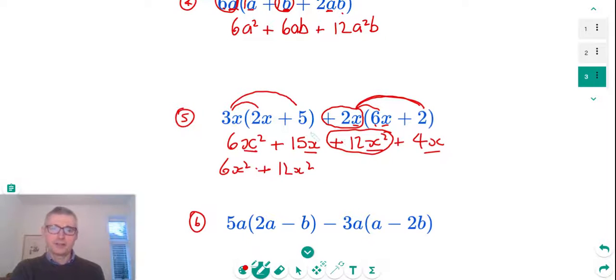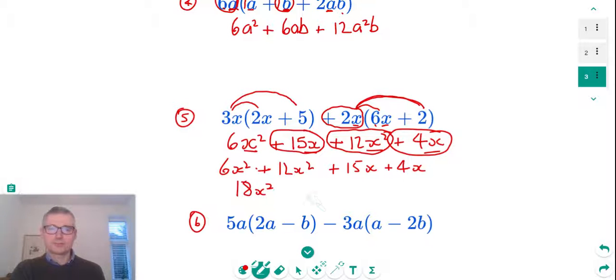And then I've got the 15x now. I'm going to put that there. And I'm going to put the 4x next to it. Keeping in mind I've got to keep the sign. They're all positive at the moment, but I've got to keep the sign next to it as well. So then if I simplify that, I've got 6x squared plus 12x squared. And that will give me 18x squared. And then I've got the 15x and the 4x. So if I do that part, 15 plus 4 is 19. So I've got 19x. And that's that one done.